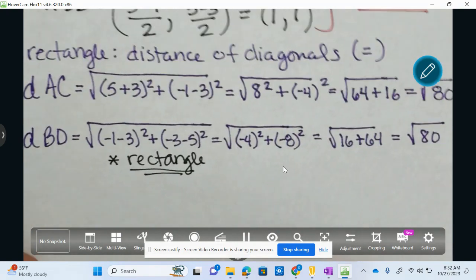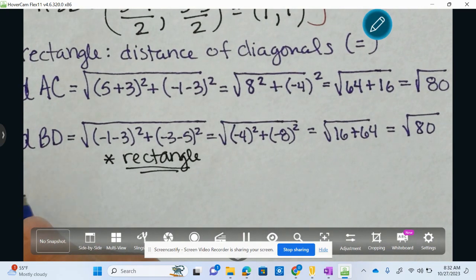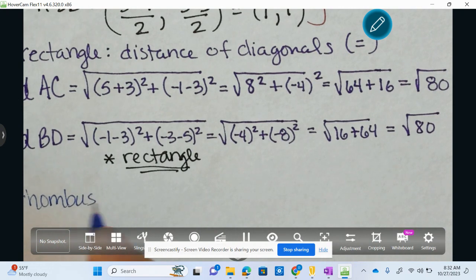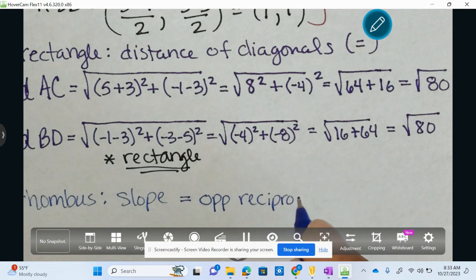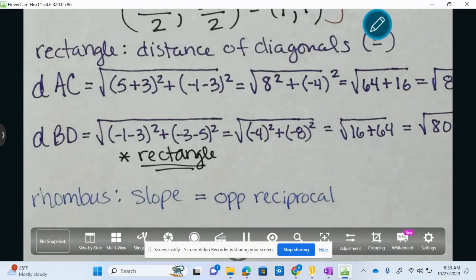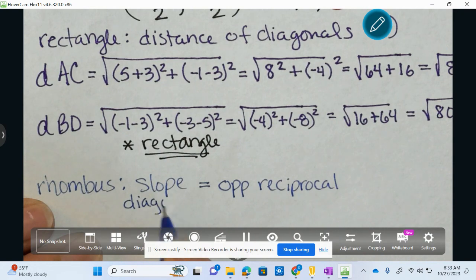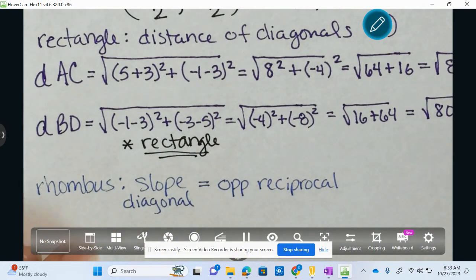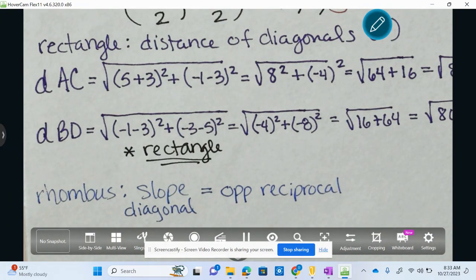If I want to show that it's a rhombus, I need to move that out of the way. I use slope, and they're the opposite reciprocal. Opposite reciprocal. So slope of, I should probably write diagonals in here. Slope of the diagonal. And they have to be the opposite reciprocal. God bless you. So let's see how far we get.